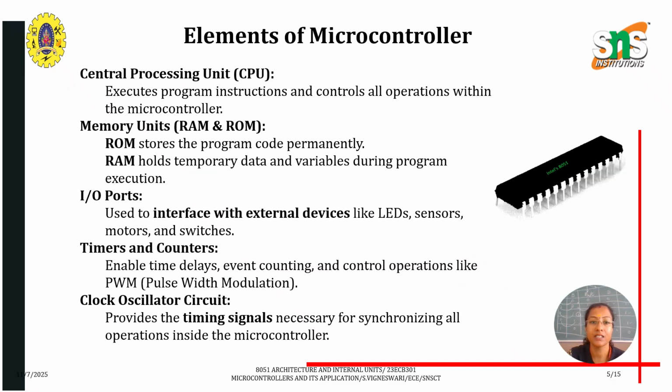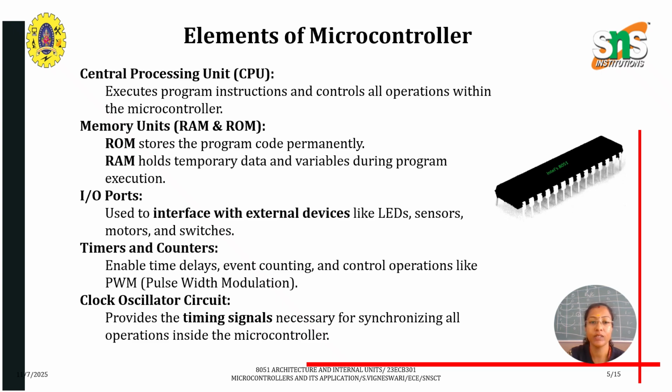So let us discuss the elements of the microcontroller in detail. First comes the central processing unit. The central processing unit executes program instructions and controls all the operations within the microcontroller that are necessary for executing the arithmetic as well as the logical operations. So this acts as the brain of the controller unit.